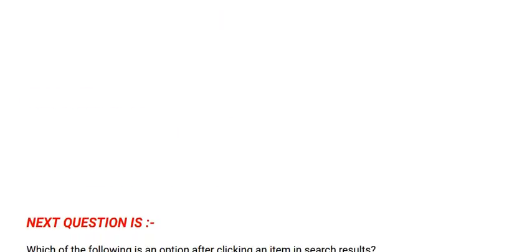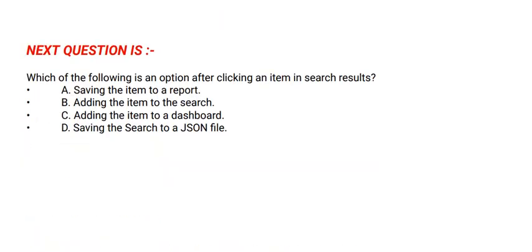Next question is, which of the following is an option after clicking an item in search results? Options are option A, saving the item to a report. Option B, adding the item to the search. Option C, adding the item to a dashboard. And option D, saving the search to a JSON file.